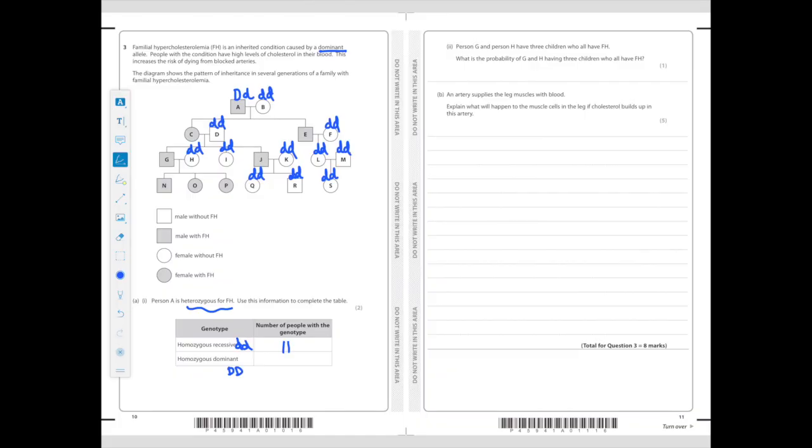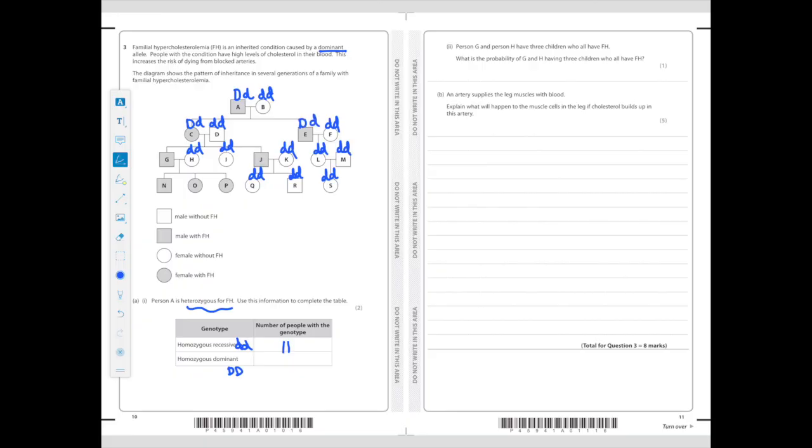First of all, look at woman C. So she got her genotype from parents A and B. Now B is homozygous recessive, which means they must have passed on a small d. She has the disease, which means she must have a big D. So this is her genotype. E has the same issue, but they're a man, so they're going to be big D, small d.